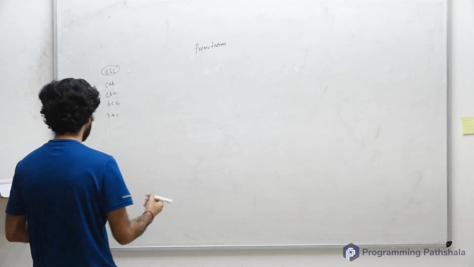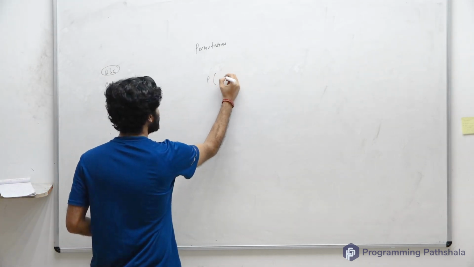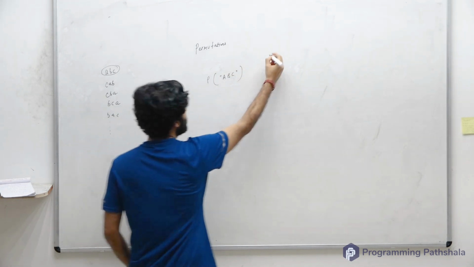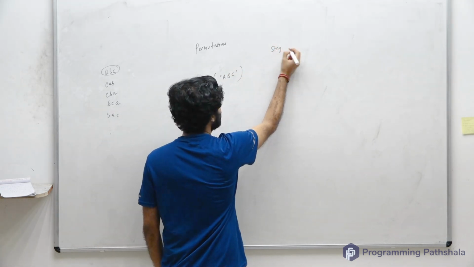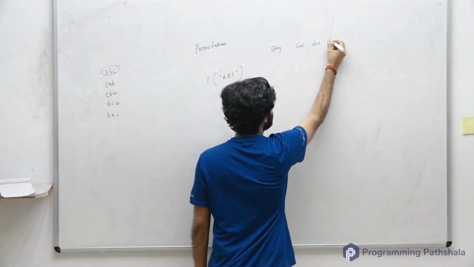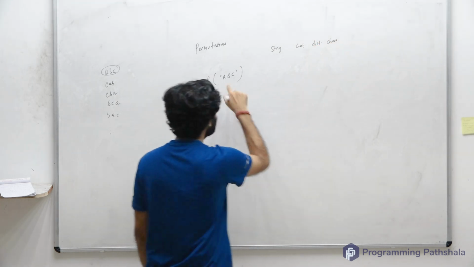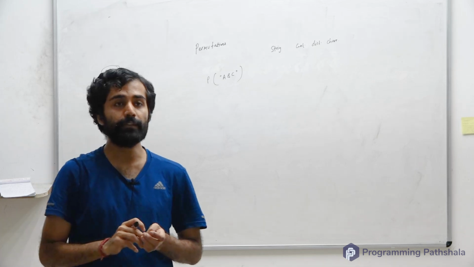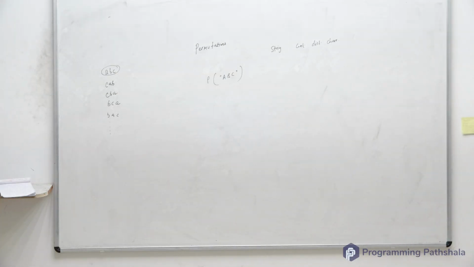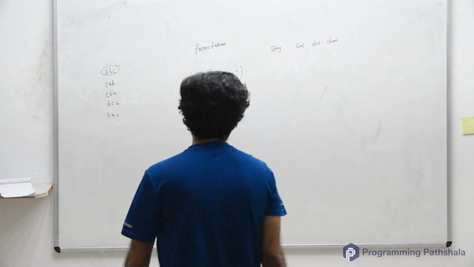So let me ask you, let's say a string is given containing distinct characters only, so there is no repetition of any character. Can you tell me how many permutations there will be? For ABC, how many permutations do you see? 3 factorial. That's quite easy to guess, right? And why is that the case?